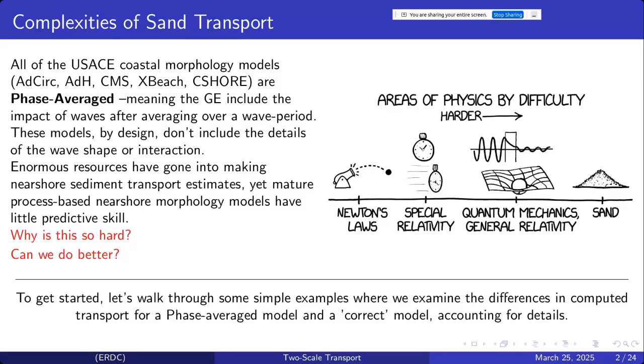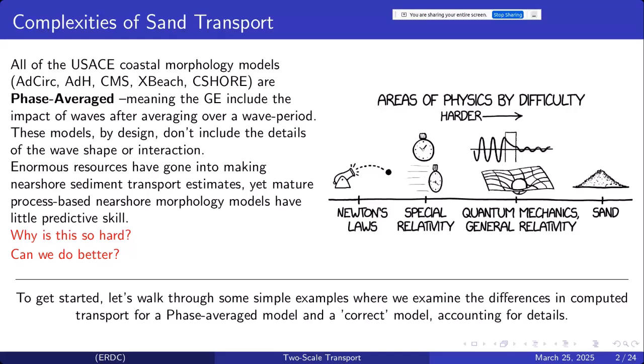It doesn't tell you anything about the details of the wave period. And so it's difficult, if you don't have those details, to include some of the important aspects of wave shape or wave-current or wave-slope interaction. And we'll talk about a little bit of those. For 30 years, enormous resources have gone into making nearshore sediment transport estimates for these phase averaged models, and yet mature process-based and calibrated nearshore morphology models have little predictive skill.